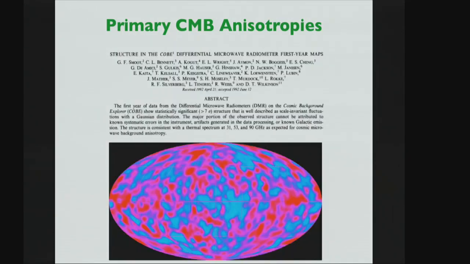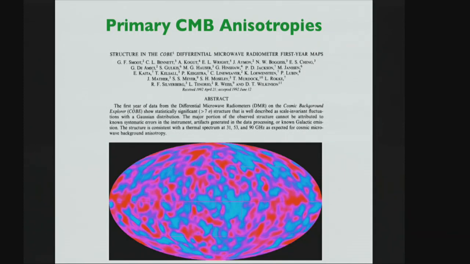The measurement of the quadrupole and higher order multipole moments that everyone is familiar with obviously comes from the COBE spacecraft, and in particular the DMR experiment on COBE that was led by Smoot, and that's the experiment for which he got the Nobel Prize. And here you see the COBE map. And we'll see how the maps evolve.